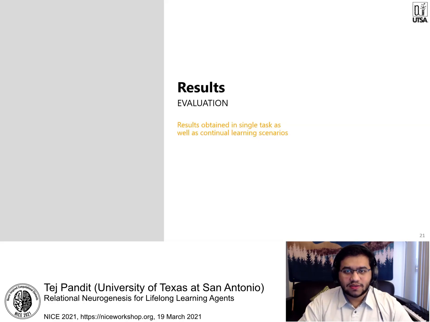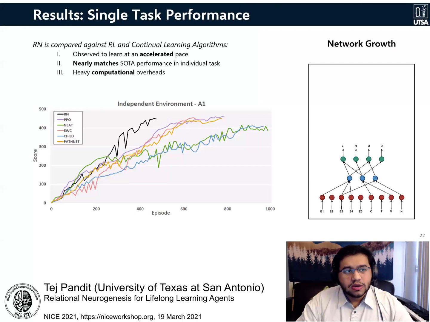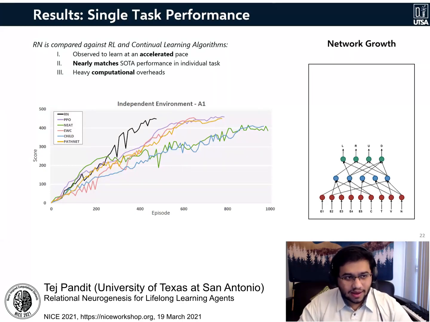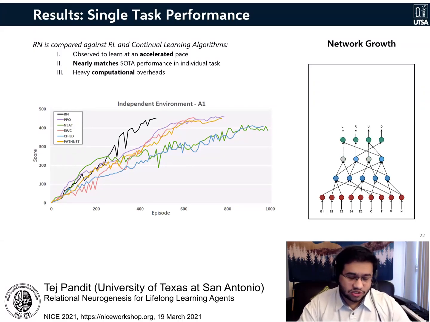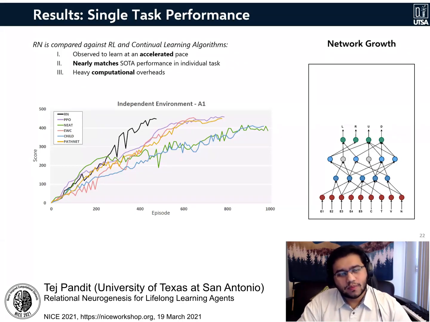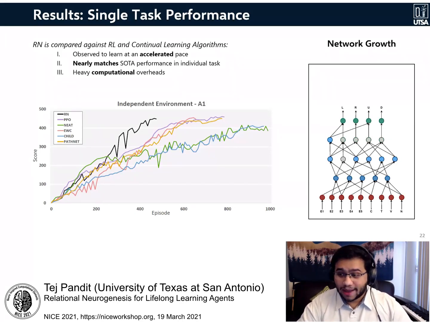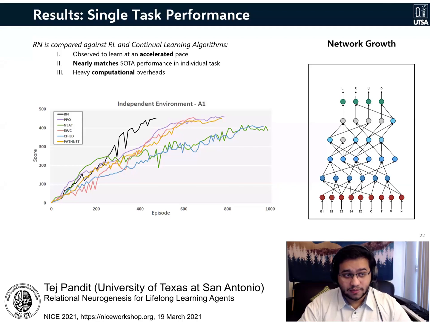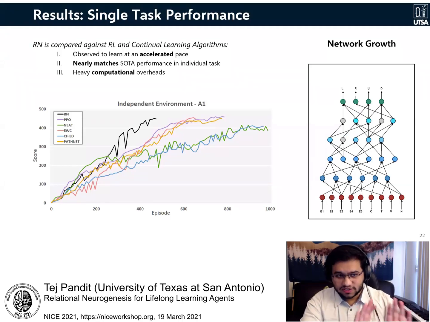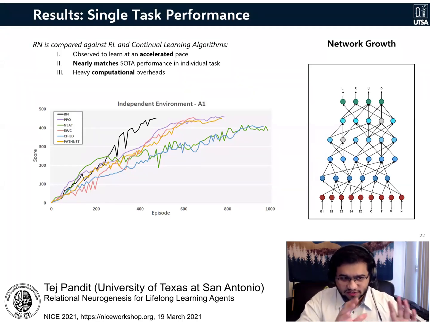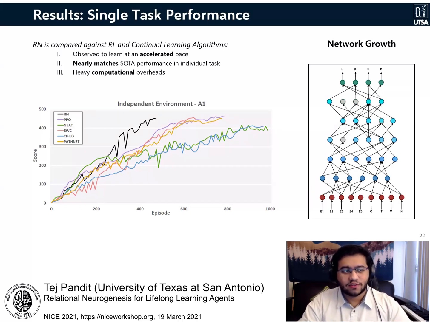Because when we evaluated these, it's very important to see task to task how much information is being forgotten. So overall, it's a good algorithm. It was noticed that the relational neurogenesis algorithm, in black here, has really good sample efficiency, and it's able to run really quickly as compared to some of the state-of-the-art algorithms out there. And this is in single task performance. This is not from a continual learning standpoint. This is just the single task performance. We just wanted to investigate that for a second.